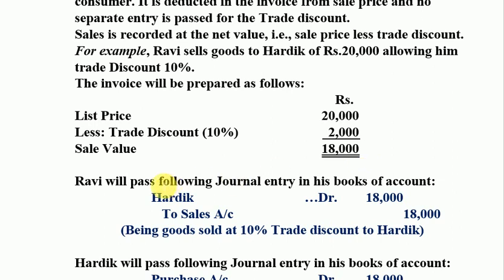So Ravi passes the following journal entry in his books of accounts: Hardik account debit to sales account. Hardik is the receiver, that's why he is recorded on the debit side, and sales account, as we know sales is a revenue for us, that's why it is recorded on the credit side. 18,000, 18,000. Children, right now I have told you that the amount after trade discount will be recorded in books of accounts. The amount of trade discount will never be recorded. That means 2,000 will not be recorded in books of accounts. This amount of 18,000 will be recorded as the sale value.